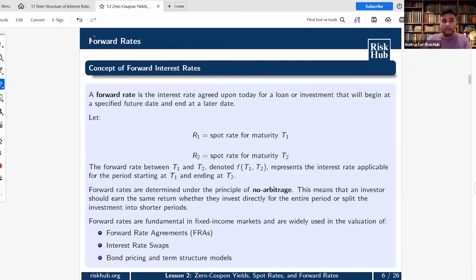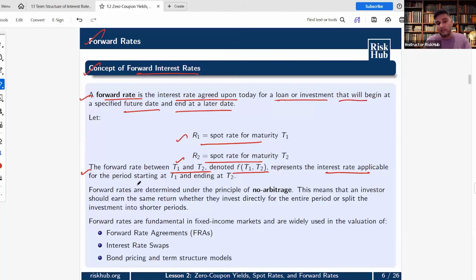Then we get into the forward rate, the concept of forward interest rate. The forward rate is the interest rate agreed upon today for a loan or investment that will start at a specific future date, a later date. R1 and R2 are given. The forward rate between T1 and T2, denoted by F(T1,T2), represents the interest rate applicable for the period starting at T1 and ending at T2.